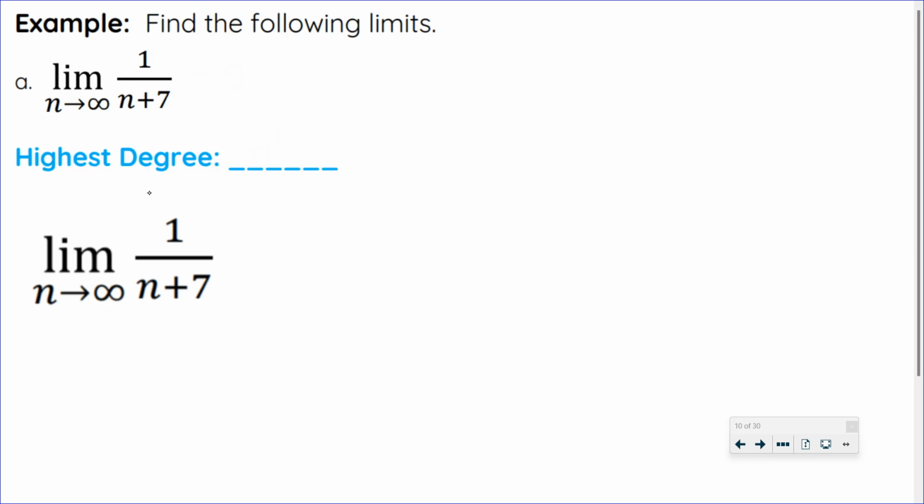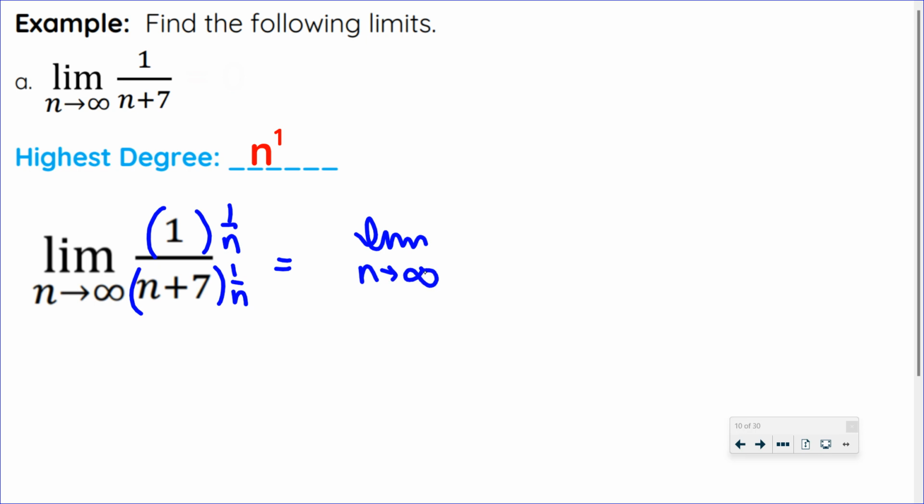So I have 3 examples for you. In my first example here, limit as n approaches infinity of 1 over n plus 7. First thing I look at is what is the highest degree, and that's n to the 1. So I'm going to multiply numerator and denominator by 1 over n. So in doing that, I have the limit as n approaches infinity, 1 times 1 over n, over n times 1 over n, plus 7 times 1 over n.